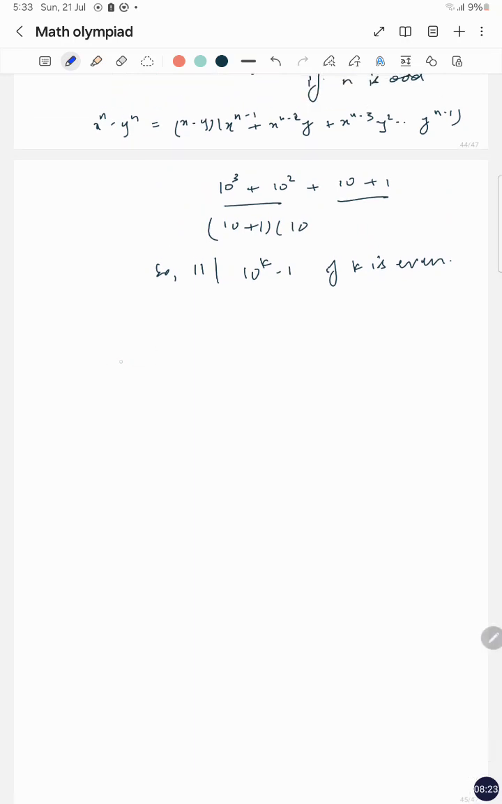Proof. Suppose n divides a and n divides b. So a can be written as nk1 for some integer k1, and b can be written as nk2 for some integer k2. a plus b is n times k1 plus k2. So n divides a plus b.